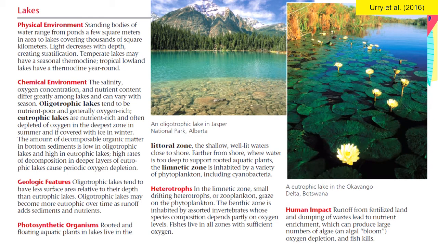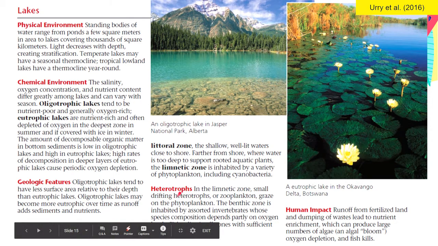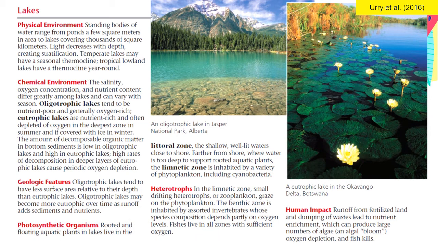So we have photosynthetic organisms that can be found in the littoral zone, the shallow, well-lit waters close to the shore. Then farther from the shore, you can find the limnetic zone, which is inhabited by other types of phytoplankton, including cyanobacteria. Among heterotrophs, you can find assorted invertebrates that can survive in the low salinity environment of lakes and ponds.